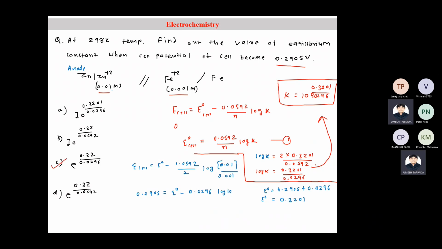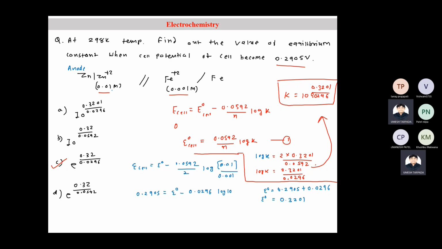So this one is the correct answer. In this way you can calculate K also using the same equation. So these are the various applications of the Nernst equation. This entire topic, the Nernst equation, we have completed.